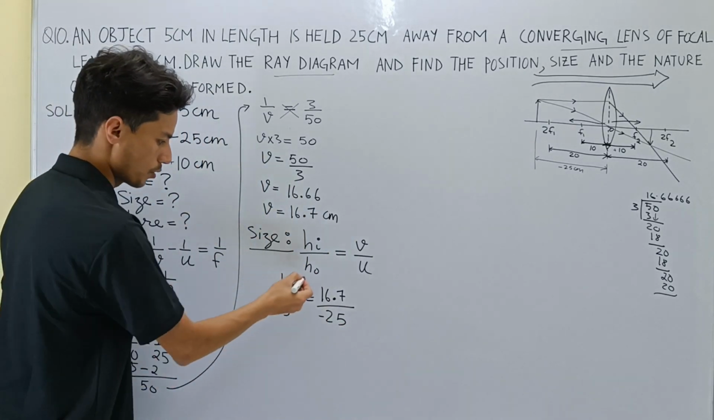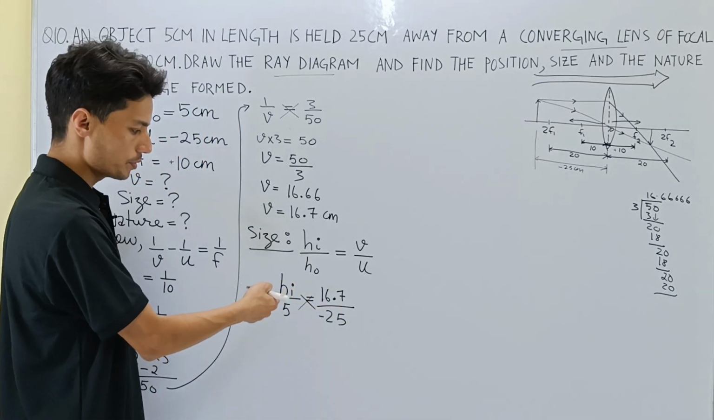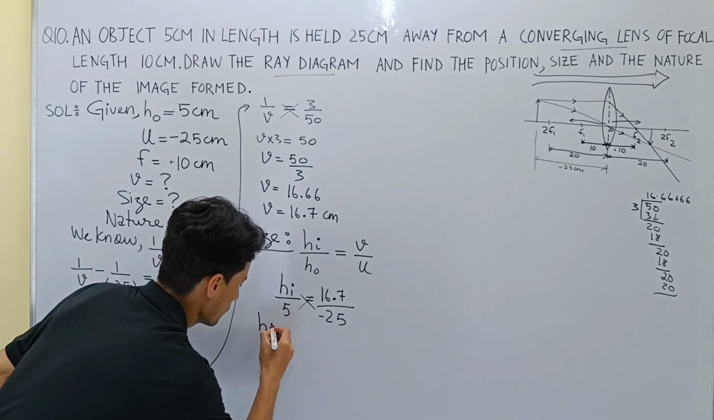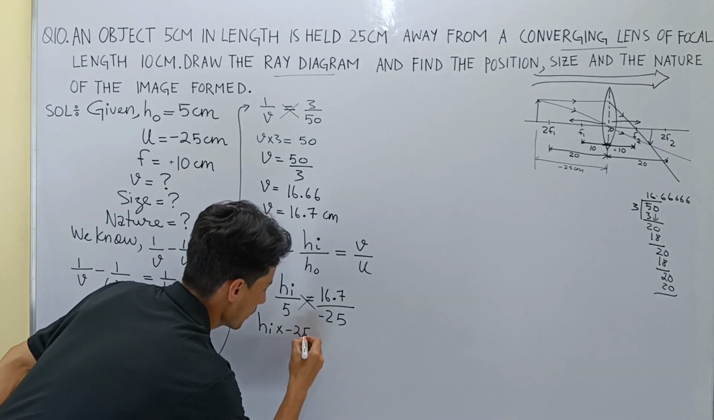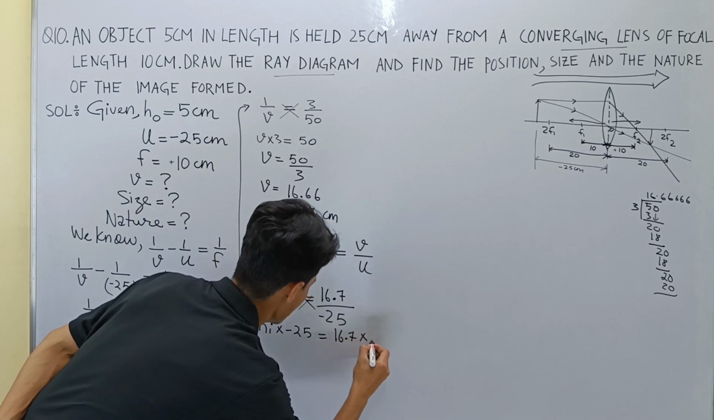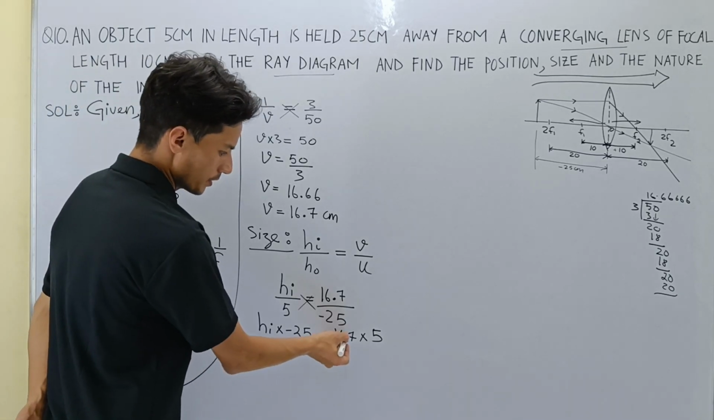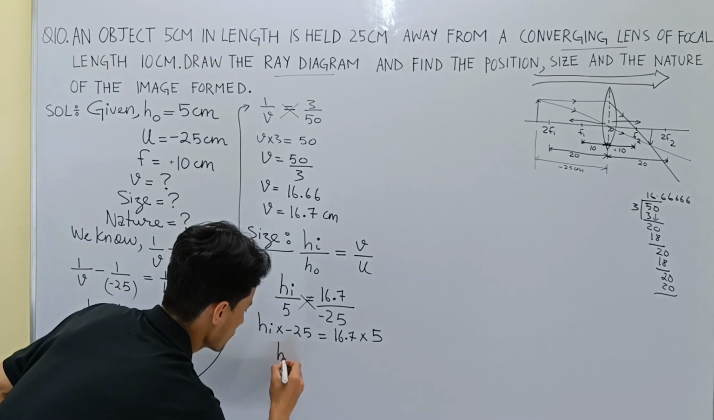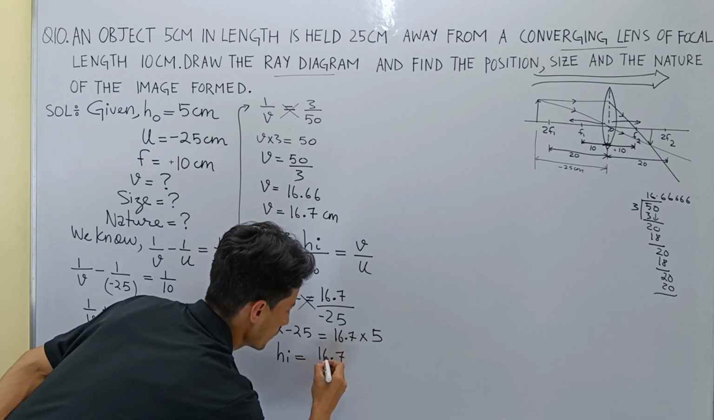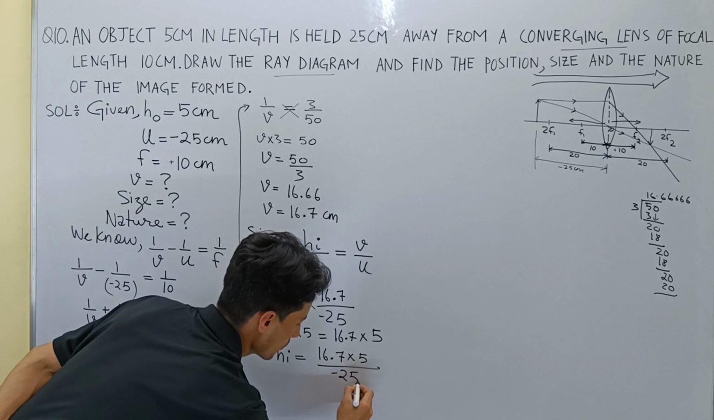What do I do now? I go for cross multiplication. Again, this X and all that, do it with pencil and erase it. So HI will multiply with minus 25, and we have 16.7 multiplying with 5. So we have to remove the decimal also. First of all, let me just write HI is equal to 16.7 into 5, and minus 25 goes below that.